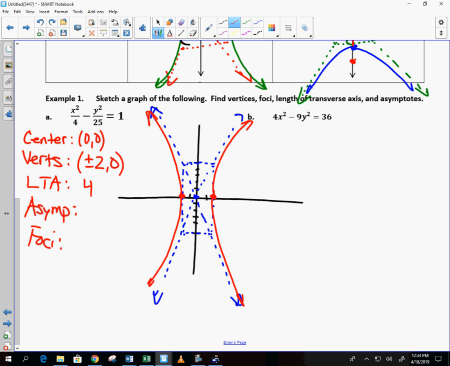Foci first. What value do we need to find for the foci? C. So I do a squared plus b squared. 29. So c is equal to the root of 29, which is like 5.5. Would you agree? So from the center, I move 5.5 units in each direction, and that's where the foci sit. So that would be plus or minus the root of 29, comma 0.